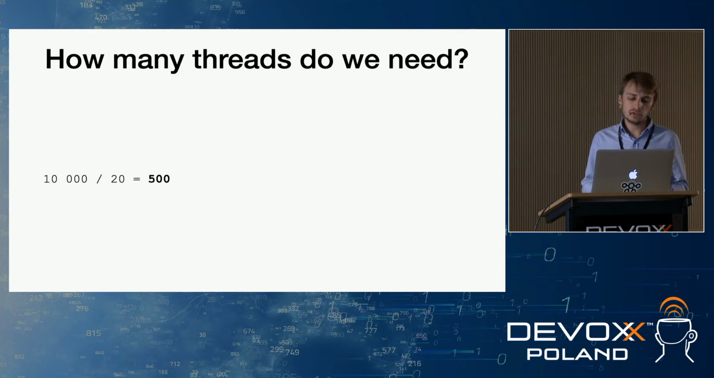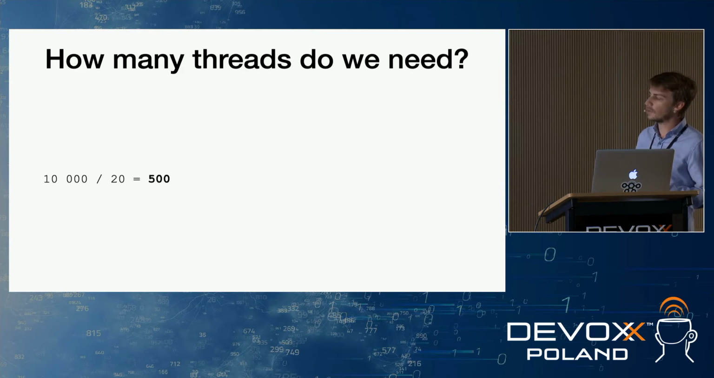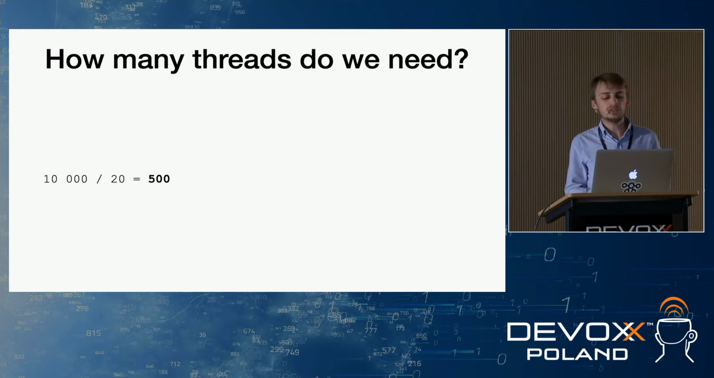However, once we know that one thread can handle 20 requests per second, we can calculate the total number of threads that we need. We can divide the expected number of requests per second by the number of requests that one thread can handle. So we have 500. It will tell us that we need at least 500 threads to saturate the traffic. Once we have that number, we can configure our benchmark tool accordingly.